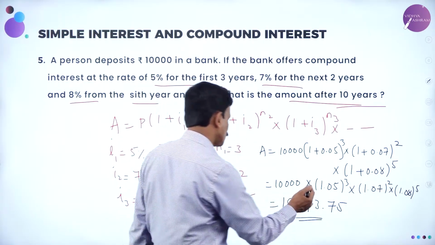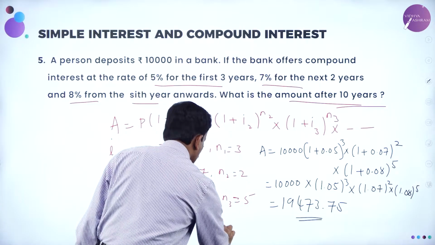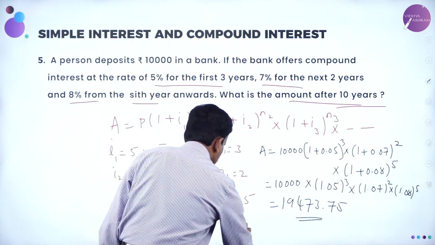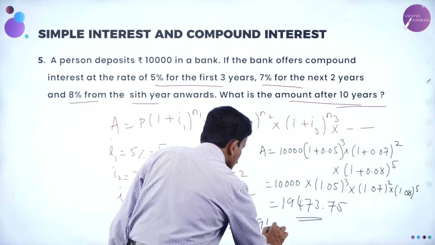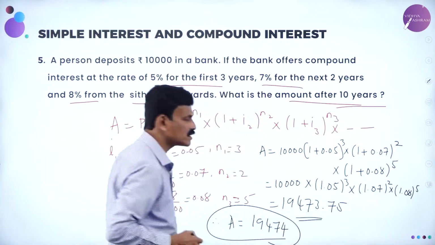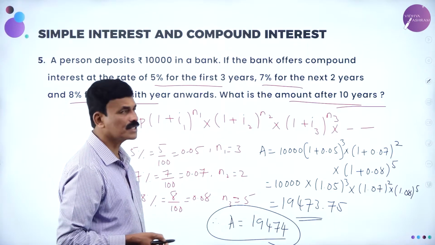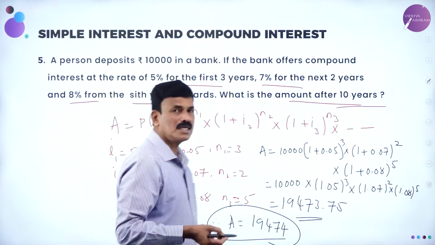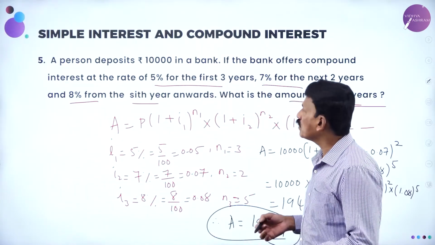So, rounded, this can also be written as: therefore the required amount is 19,474 rupees. That is the final answer. Now let's move on to a similar type of problem.